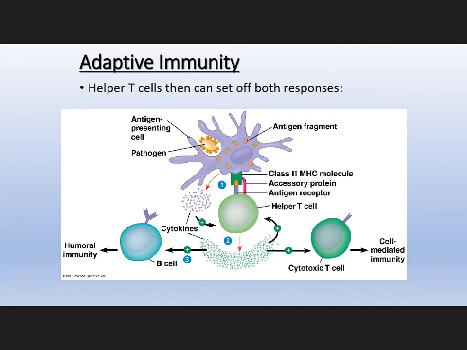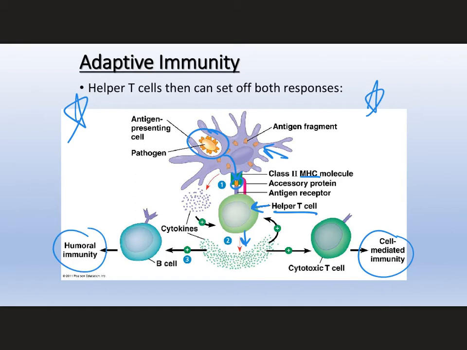So this is what this would look like. This is a great picture. Again, the details of it, I have no clue if we'll really need, so don't spend too much time worrying about it. But again, we've got this macrophage here that will engulf a pathogen. It will then present that antigen on its MHC molecule. Our helper T cell here will then activate, and it will release cytokines, right? It will release these chemical messengers, which will basically lead to both responses.